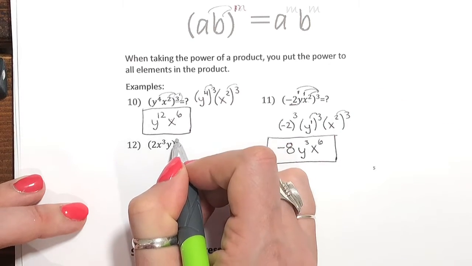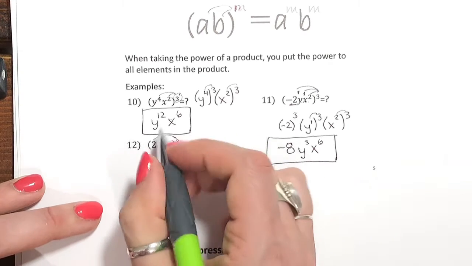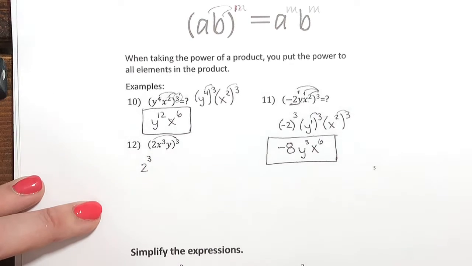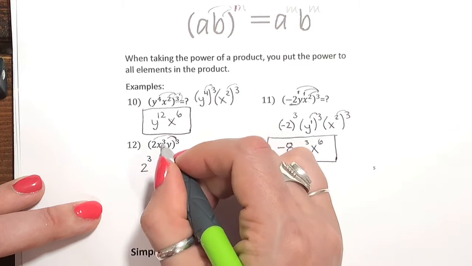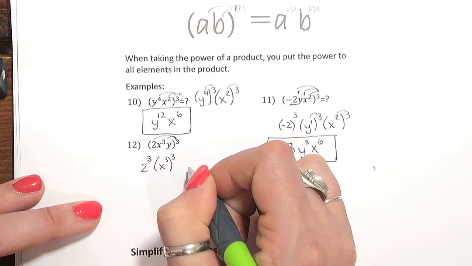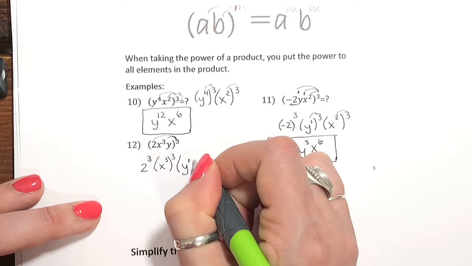So same on this one, I need to bring the 3 into the power of 2. And I'm not going to do 2 times 3. Remember, that's 2 to the power of 3. So that's different than just doing 2 times 3. And then I need to bring the 3 into the x cubed. So I'm going to have x cubed again. And then I need to bring it into the y, which right now the y has a power of 1.